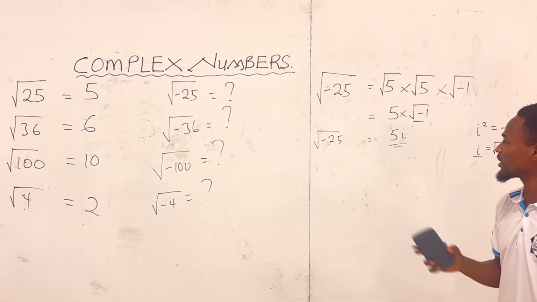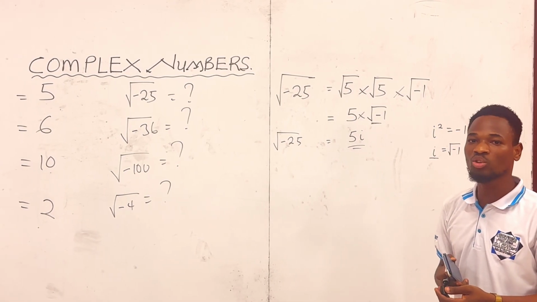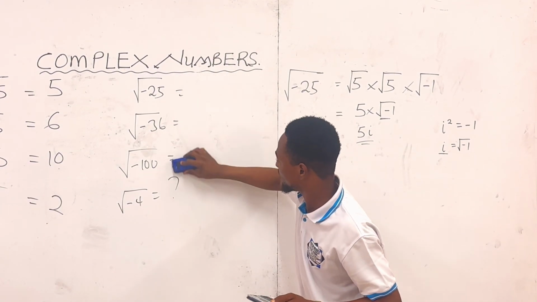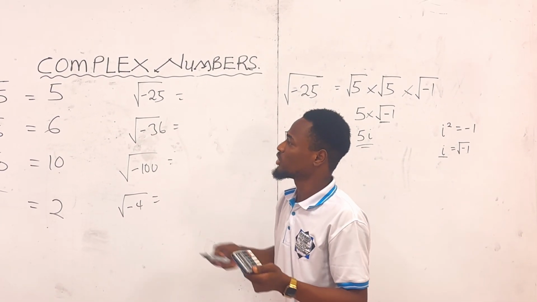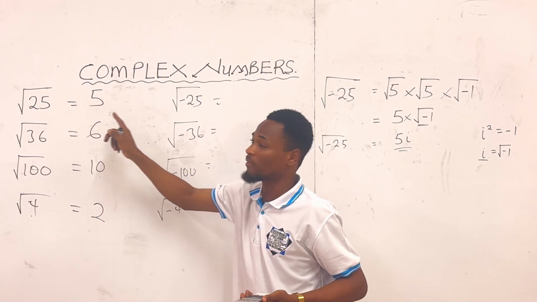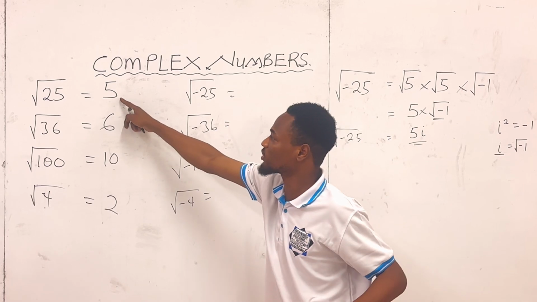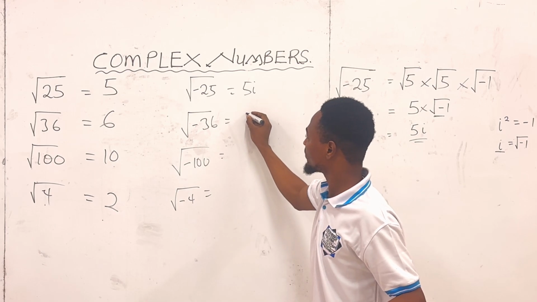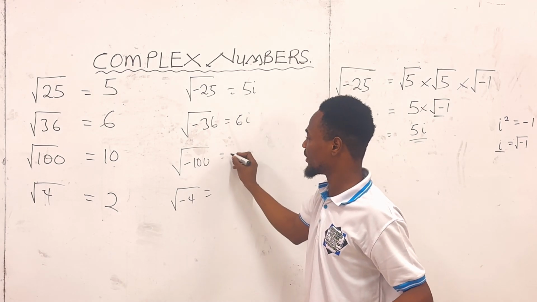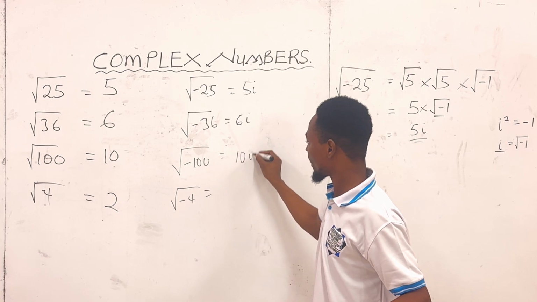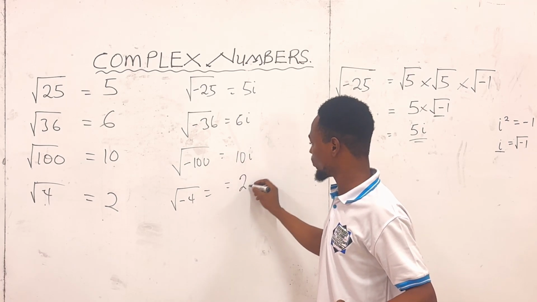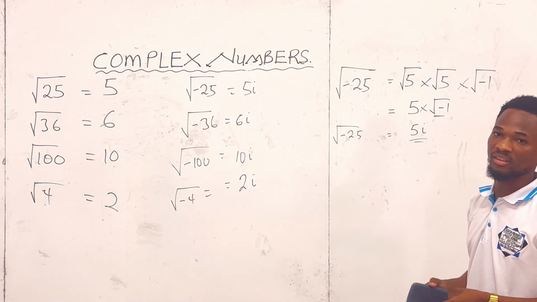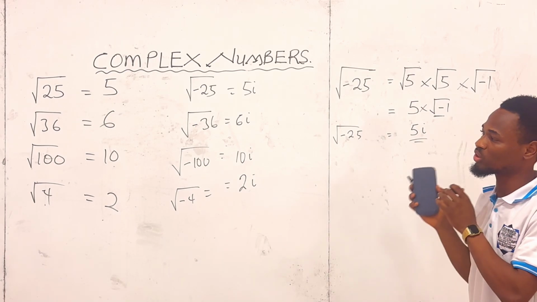Let me show how simple this can be. You can use the same analogy over here. So if the square root of positive 25 is giving me 5, then the square root of negative 25 gives 5, then you add i. So this becomes 6i. This becomes 10i. And this becomes 2i. You can use this, you get the answers. So this is just for perfect squares.